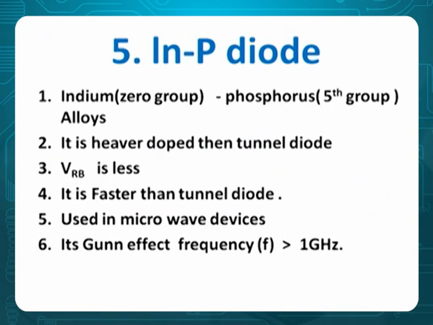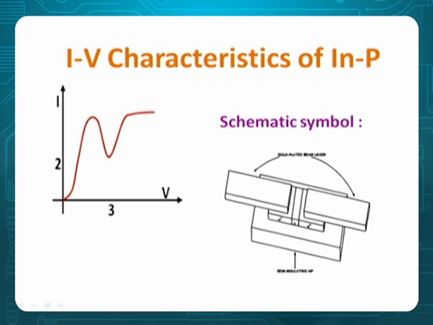Then the fifth one, indium phosphide. It has heavier doping than the tunnel diode. Then VRB is less, and it is faster than the tunnel diode. Used in microwave devices, the Gunn effect is used at higher frequency, more than 1 giga. When you say more than 1 giga, it's normally microwave devices.